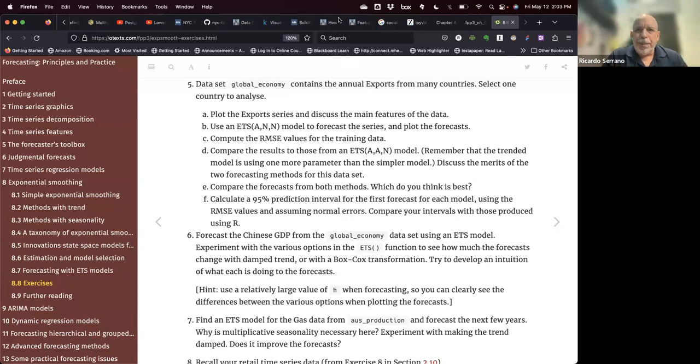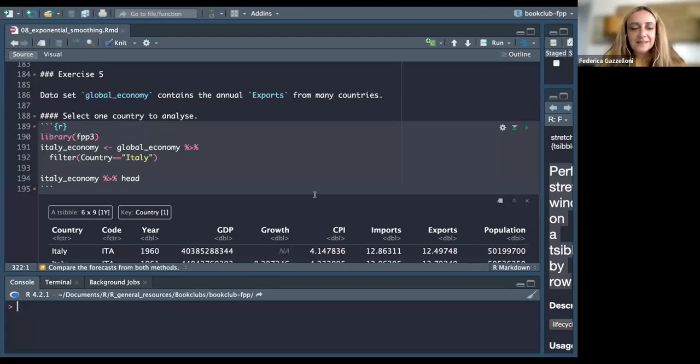So Federica, if you want to start your solution, go ahead. Can you see my screen? Yes. Yeah. Excellent.